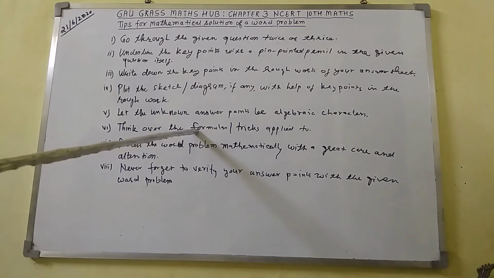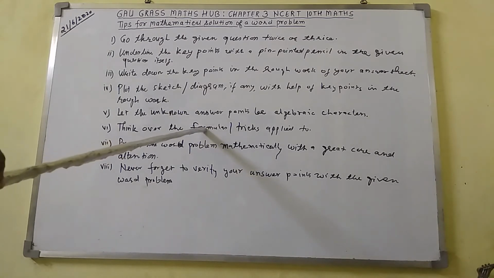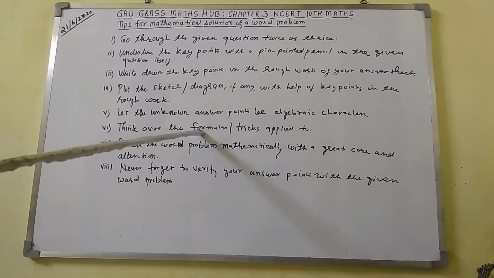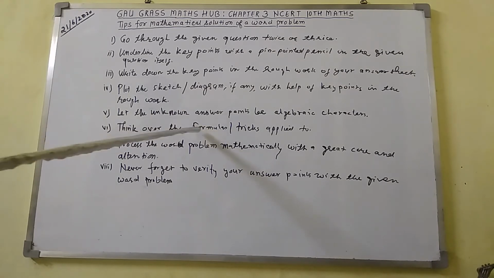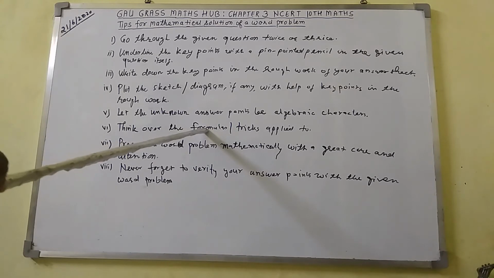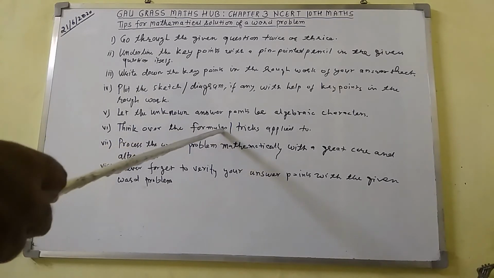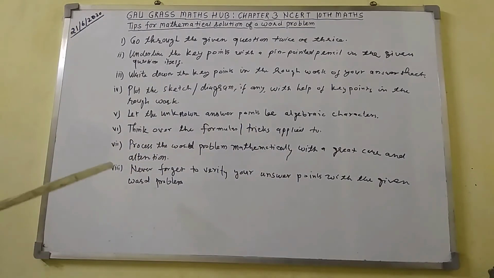Like rectangle may be there, triangle may be there. Perimeter of rectangle may be asked, area of rectangle may be asked, area of triangle may be asked. So you have to think over that, and accordingly you have to apply the formula itself. Now come to point number 7.